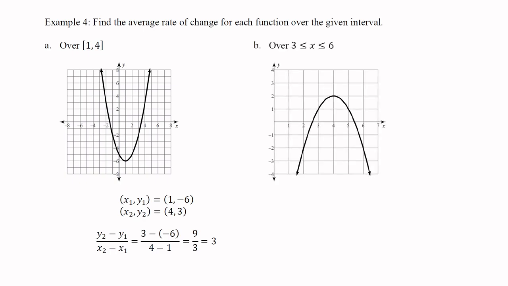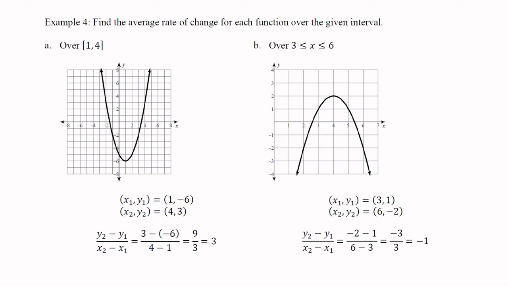For b, we're going over the interval of 3 to 6. So we follow 3 up to the point (3, 1). We follow 6 down to the point (6, -2). We plug in our x1, y1, x2, y2, and simplify to get negative 1.